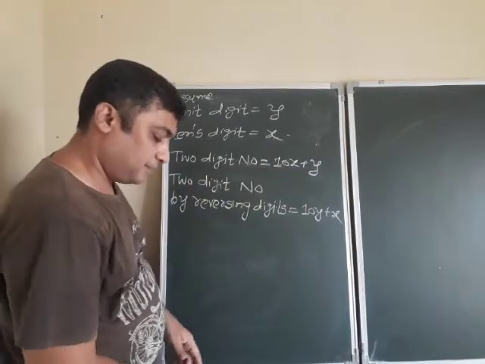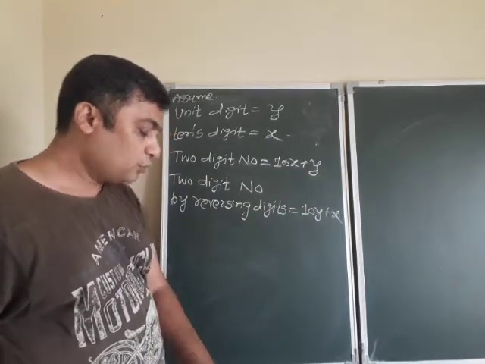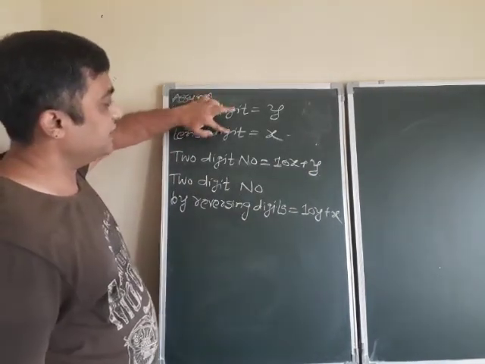Now read the data. The sum of the digits of a two-digit number, the summation of the digits.